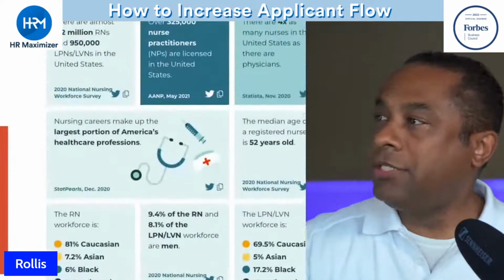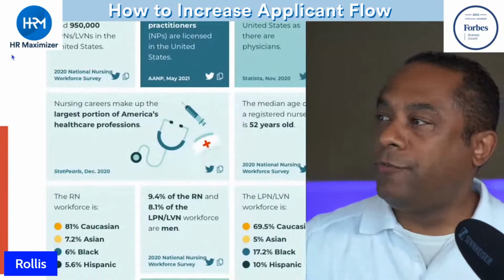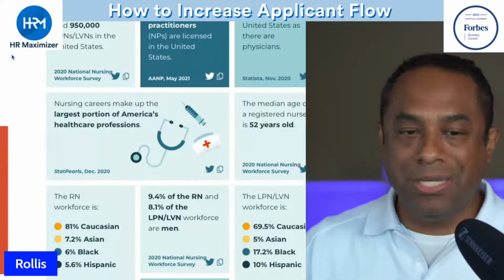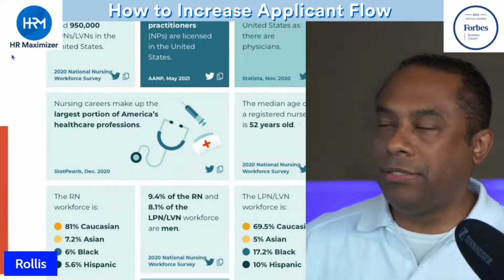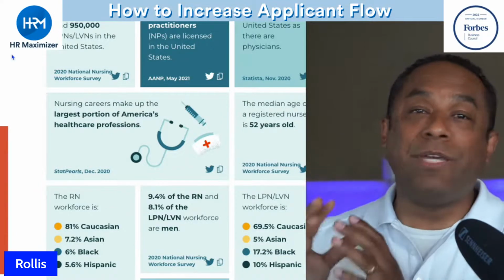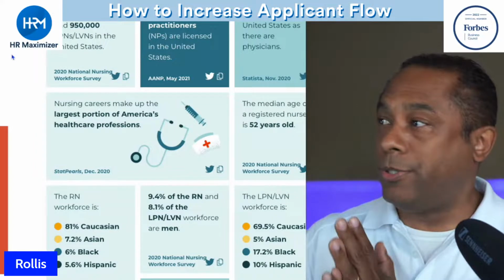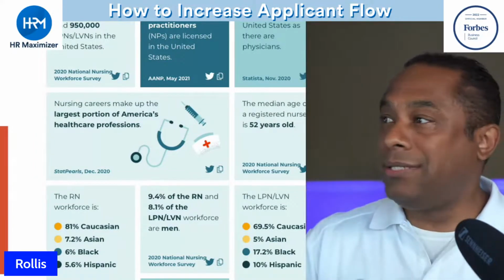Here's some statistics on nurses. There's 4.2 million RNs, 950,000 of them are LVNs also. So it's roughly about 5 million people in the US that are nurses per se. About 4 million are licensed RNs.